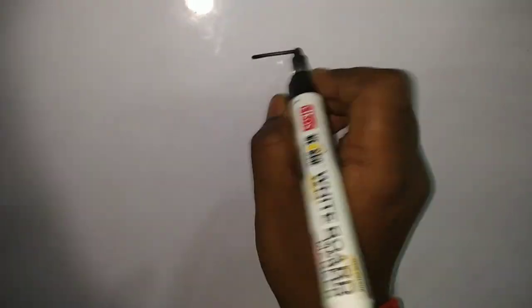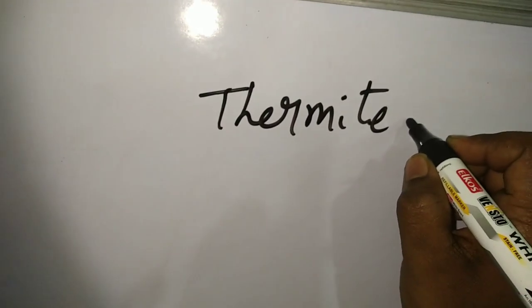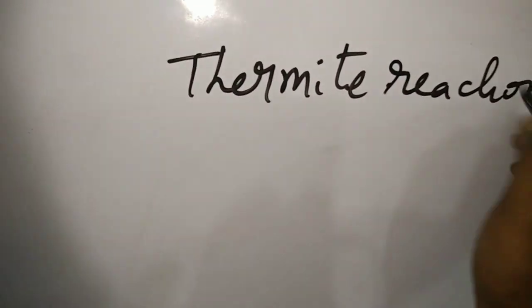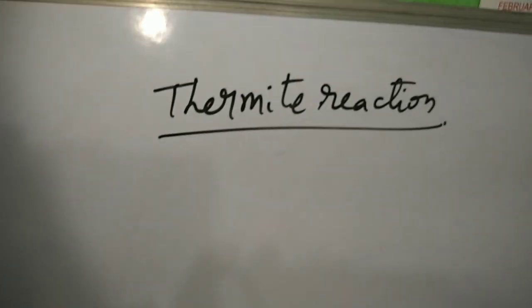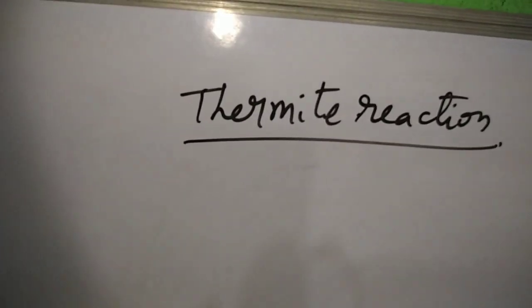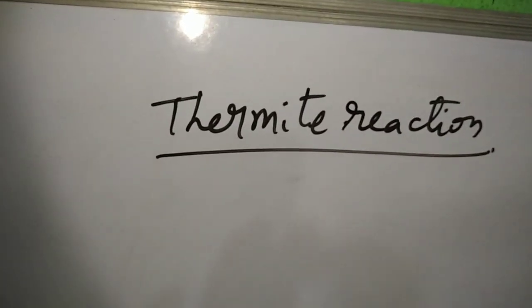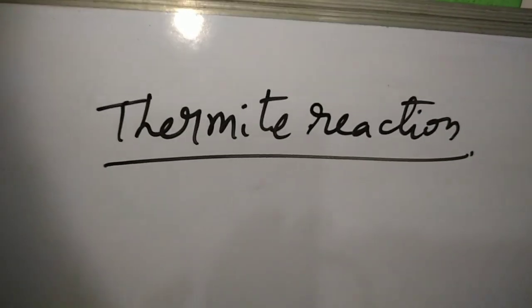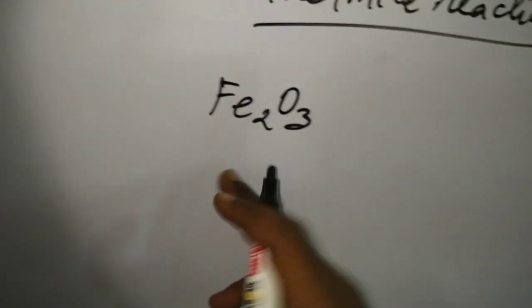The next category, thermite reaction. What happens in this thermite reaction? In this reaction we mainly use highly reactive metals as reducing agents. Okay students, which leads to an exothermic reaction that melts the metal that is being produced. See with an example only. We take iron oxide, Fe2O3.